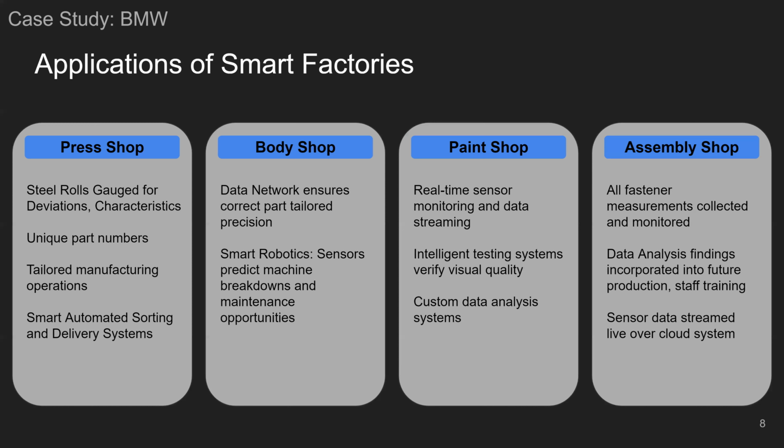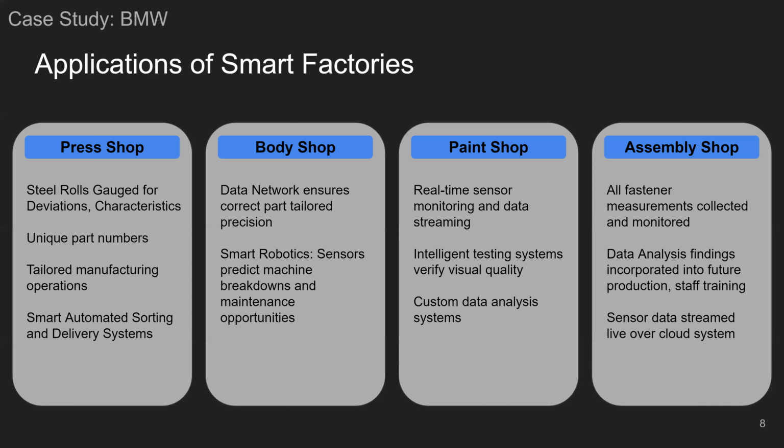Each part is laser engraved with a unique part number, which is scanned at all parts of the production process and linked to individualized data on each said part. Each tailored piece is automatically delivered to the next location by use of smart delivery systems and conveyors. In the body shop, large amounts of data from sensors in manufacturing equipment can measure the wear of machines and predict breakdowns before they occur, streaming all of this data in real time to maintenance workers that can monitor and fix equipment to minimize downtime.